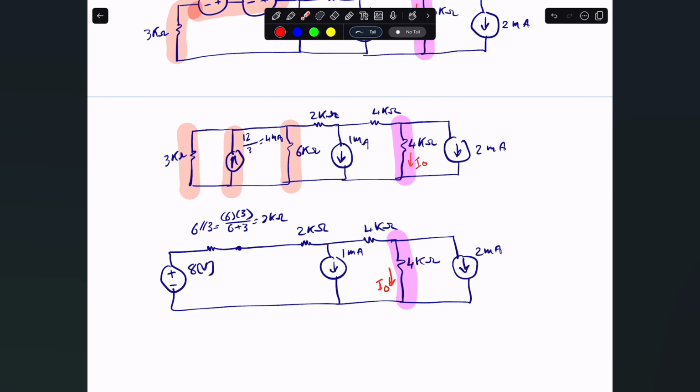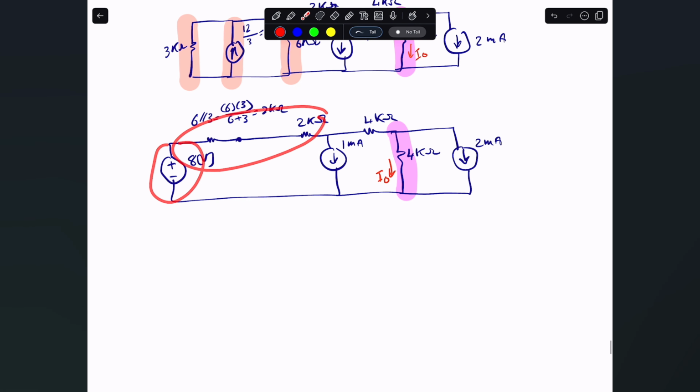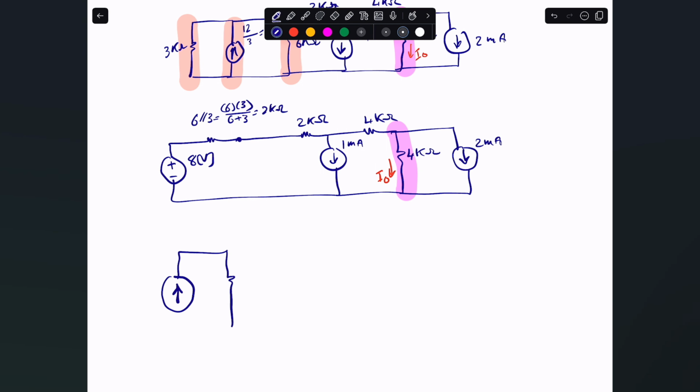So if you think about it now, we have the 2 and the 2 in series, and they're in series with an 8 volts in here. So we combine them into a 4 kilo ohms in series with 8, and we do the conversion as well. We convert it to a current source. So at this point, it will be a current source moving upwards in parallel with a resistor that is 2 plus 2, which is simply 4 kilo ohms.